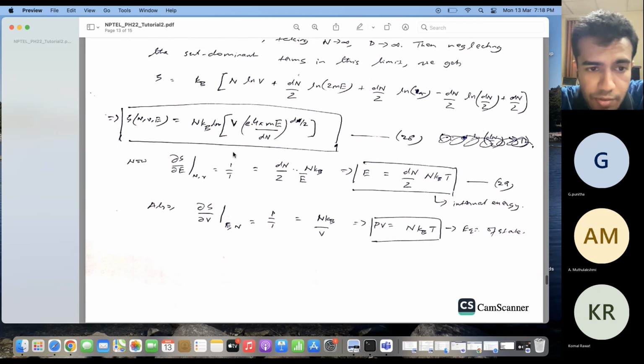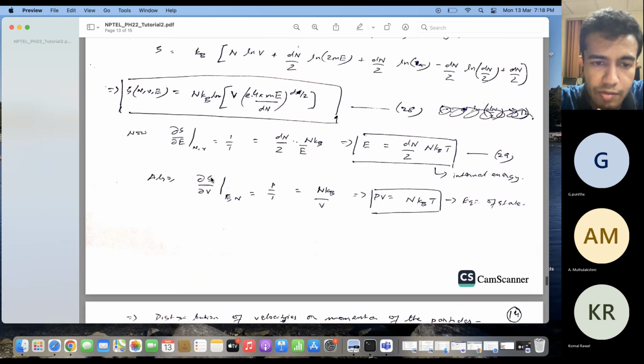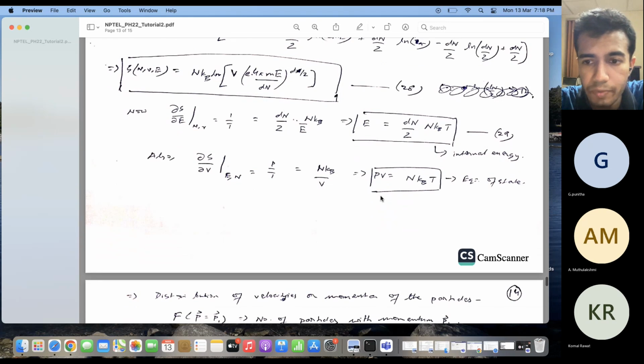All right, so if I take del S by del E, I know that del S by del E was equal to 1 by T. If I make the substitution over here, then E is equal to dN by 2 times k_B T. So if I'm working in three-dimensional space, I can replace small d by 3. Then the internal energy is equal to 3N by 2 times k_B T. And also del S by del V is equal to P by T. And if I calculate del S by del V from here, I get the equation of state, which, as you can see, is the well-known equation of state for an ideal gas.